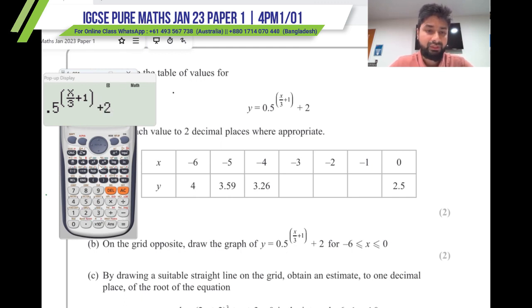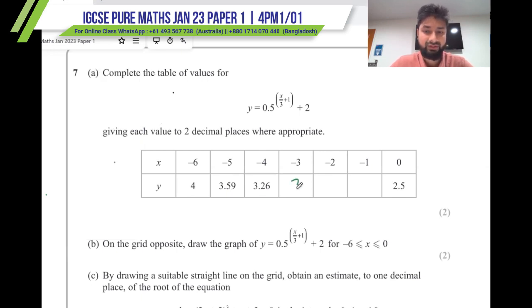After writing the whole equation here, we'll click on calc. You see here you can find calc. When you click on calc, the calculator will ask you to write a value of x. So we can write the value of x as -3. When I write the value of x as -3, the calculator will give a value of y here, and that is 3. Easy, right?